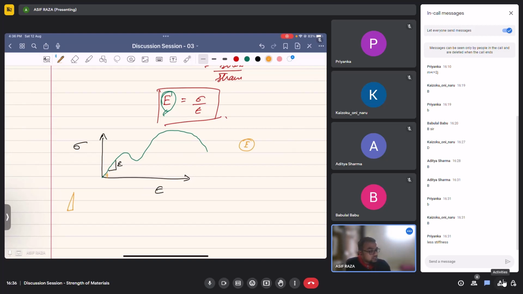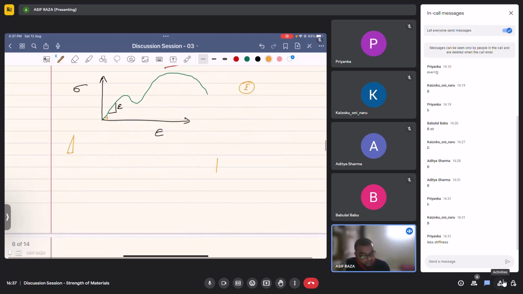And why does it develop stress? Because it is not allowing the body to go to a different configuration. It is making the system attain closer to the original configuration. Then only the stress would develop.